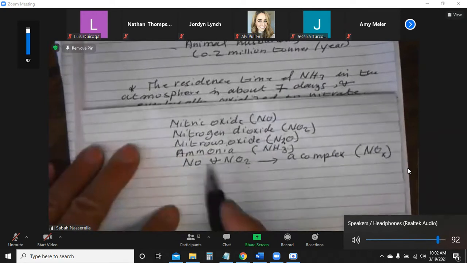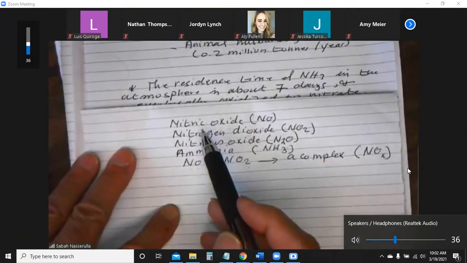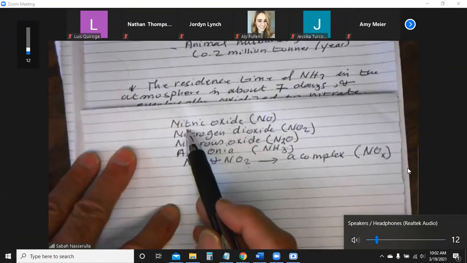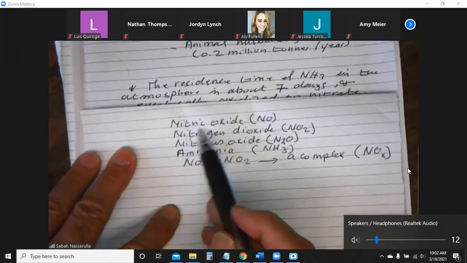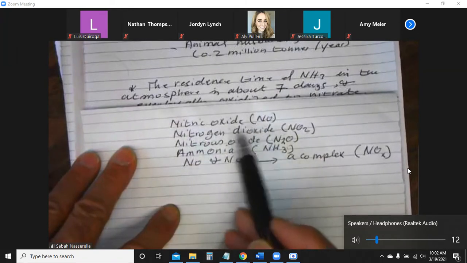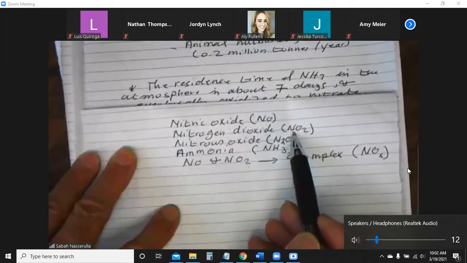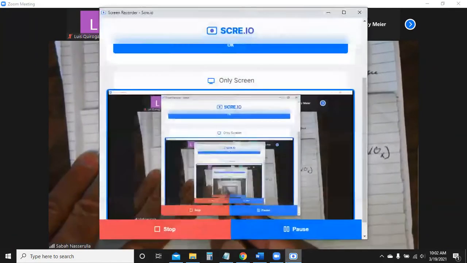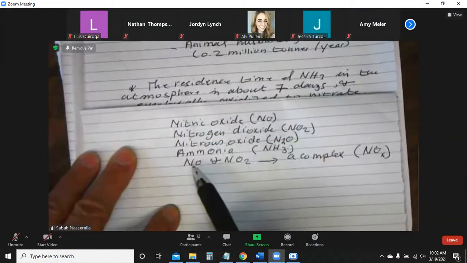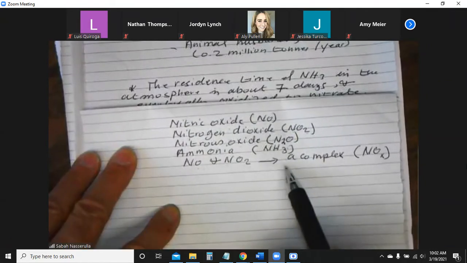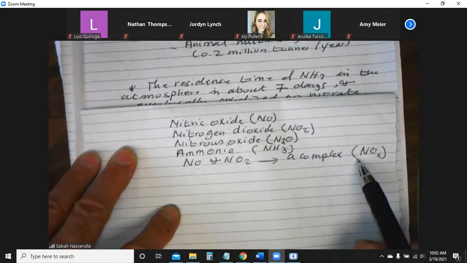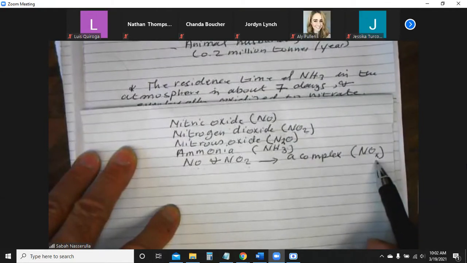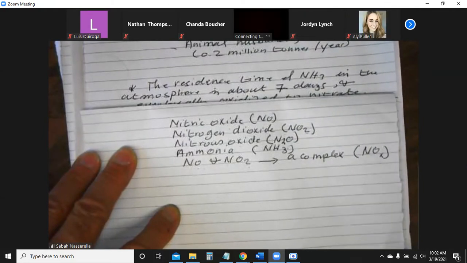Okay, we started what you call the nitrogen gases. The nitrogen gases include nitric oxide, which is NO, nitrogen dioxide, which is NO2, nitrous oxide N2O, and ammonia NH3. NO and NO2 usually make a complex, which is referred to as NOx. Do you remember that? I gave you this in the beginning of the nitrogen gases, all right?